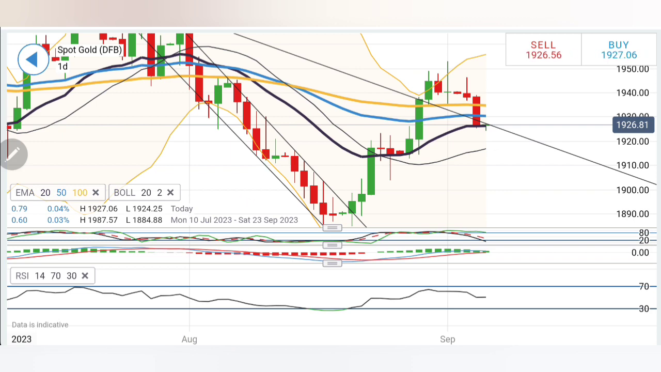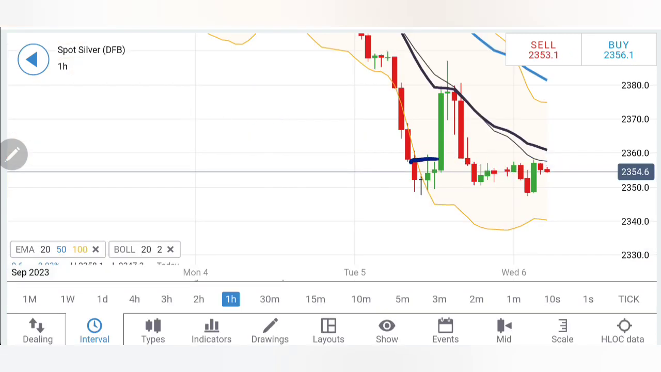Now let's have a look at silver. Now silver on the hourly charts is 23.40-23.60 zone. Definitely a greater support zone. We have seen that several times, and we have mentioned it several times that this is a great support.